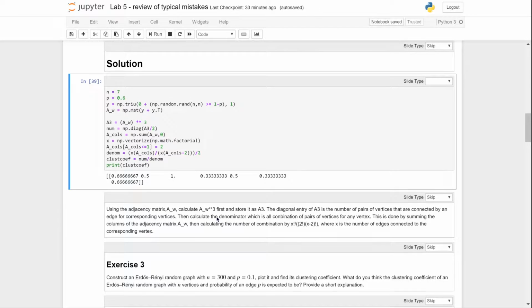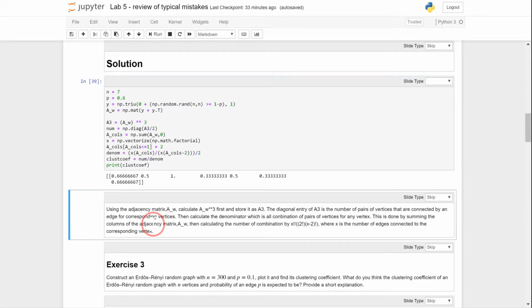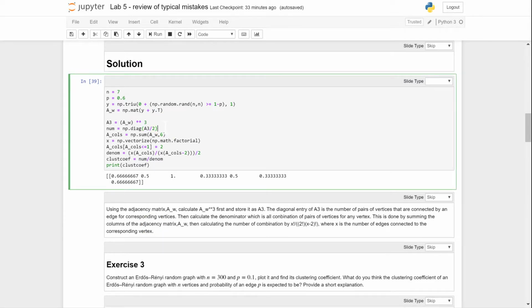Now let's look at the second question. And so here we have a Python code for the solution and some explanation. So let me look at the Python code for the solution first. Right?